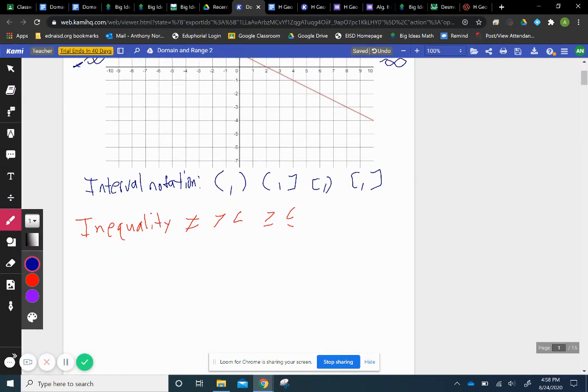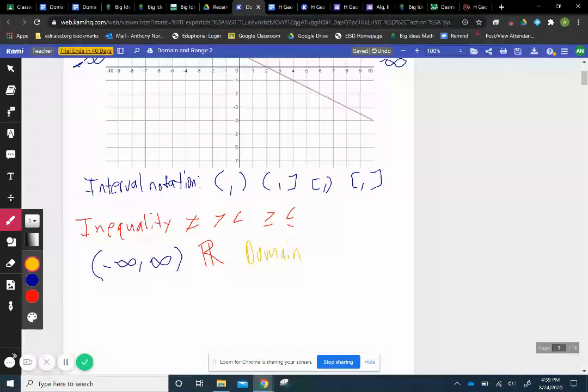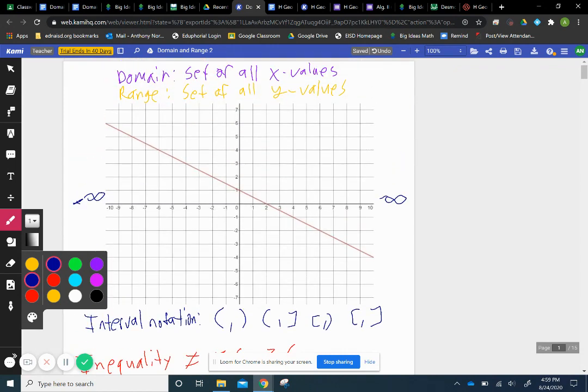To make that interval notation, we use a parenthesis when it's not equal to. We can never equal or touch infinity, so we have a parenthesis on both sides. And as an inequality, we just use all real numbers, and this is our domain. So we go back up, and we're going to do this for our range.